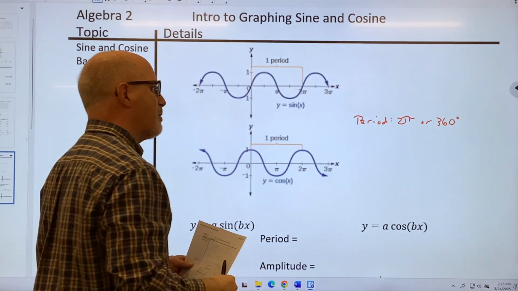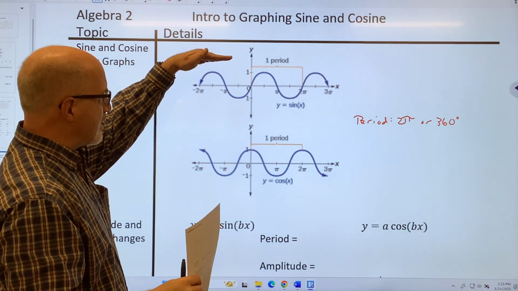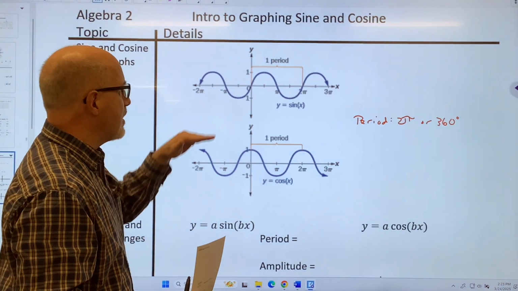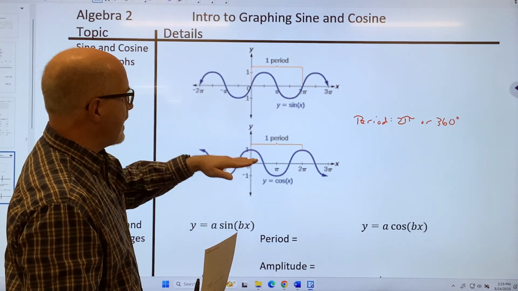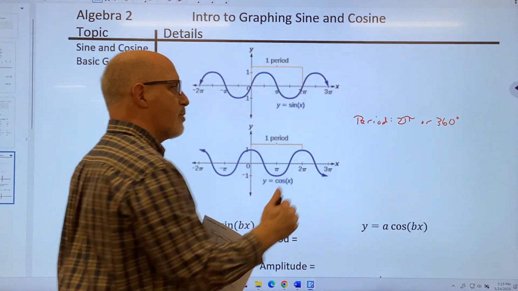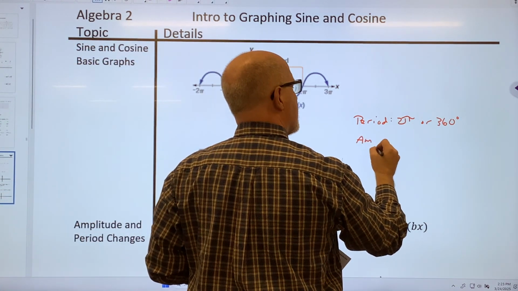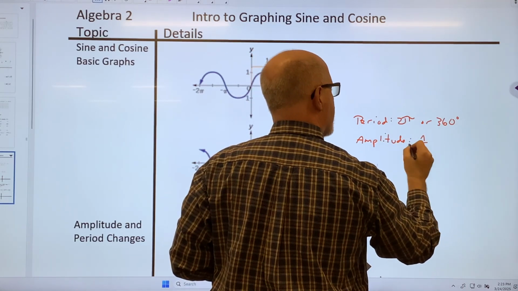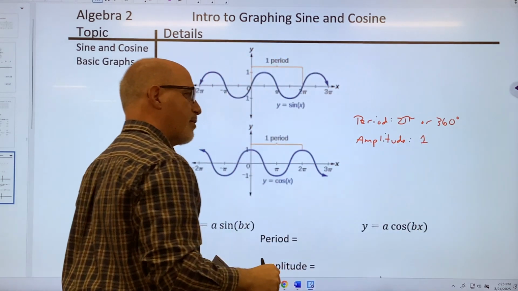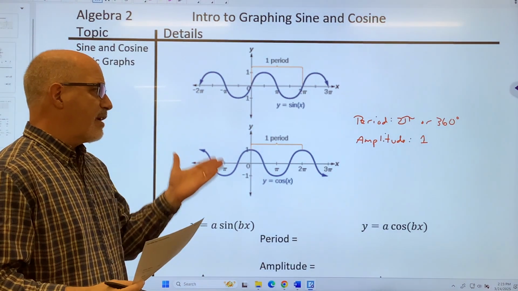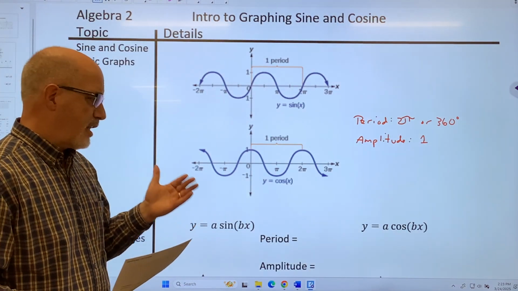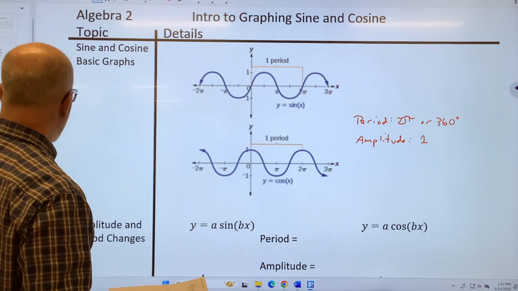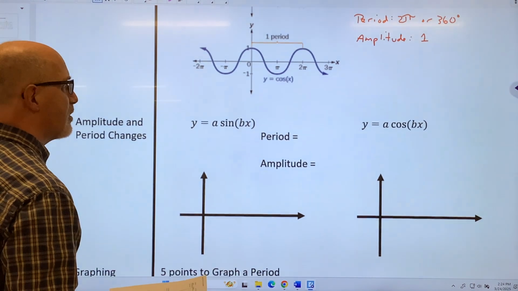Now, amplitude is the measurement from the middle of the graph up to the top, or from the bottom to the middle. Amplitude is always a positive value. So amplitude here would be 1, and also here would be 1. So both of them have the same amplitude of going up to 1, and it also goes down to -1 from the midline. So that's the family of functions of what the basic graphs look like. Now we're going to take them and stretch them either horizontally or vertically, making an amplitude or a period change.